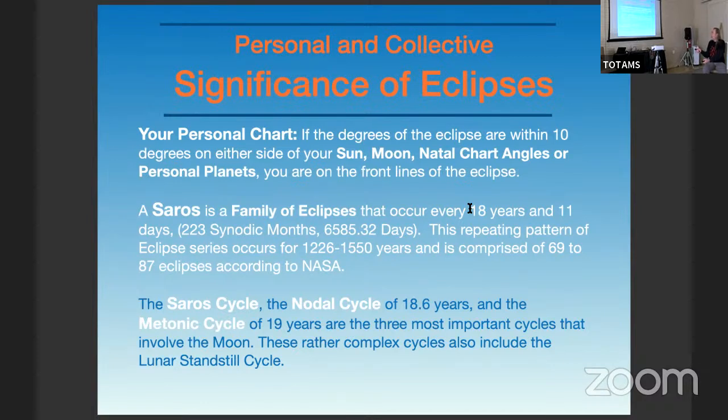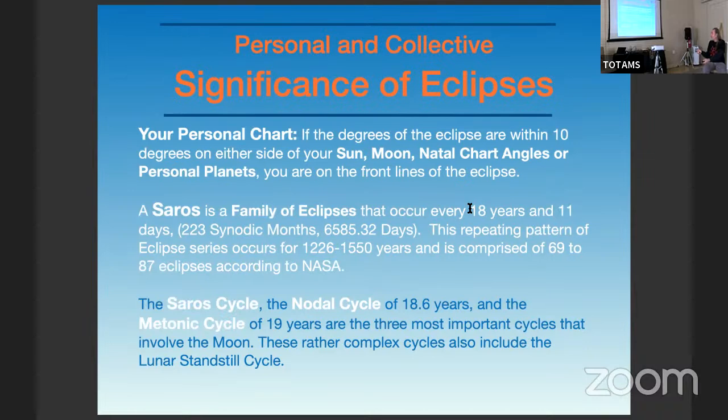What we will not get into, and I may invite in the afternoon session, Gemini Brett, who has marvelous research and information about the Saroses. The Saros is a family of eclipses that occur every 18 years and 11 days, 223 synodic months, and 6,585.32 days. This repeating pattern of eclipse series occurs for 1,226 to 1,550 years, and is comprised of 69 to 87 eclipses, according to NASA.